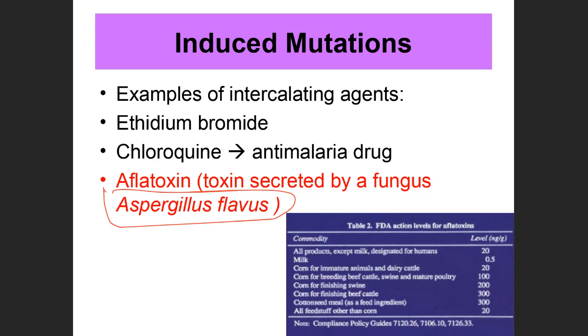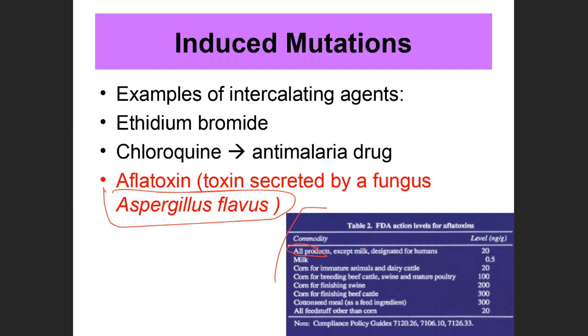So what we do is we have minimum levels that are acceptable of this toxin. And I got this from the FDA website. So for example, all products except for milk, and all products will mean typically anything that has corn or wheat or peanuts, it is acceptable to have 20 nanograms, which is minuscule, per gram.